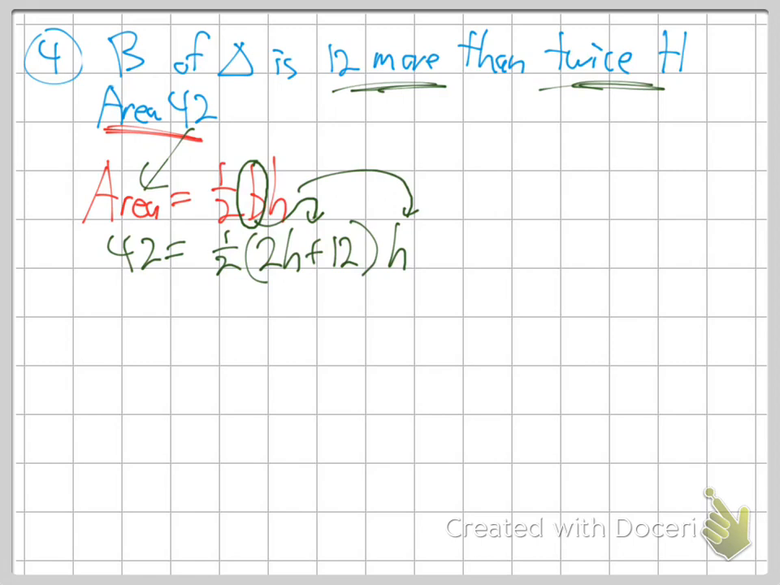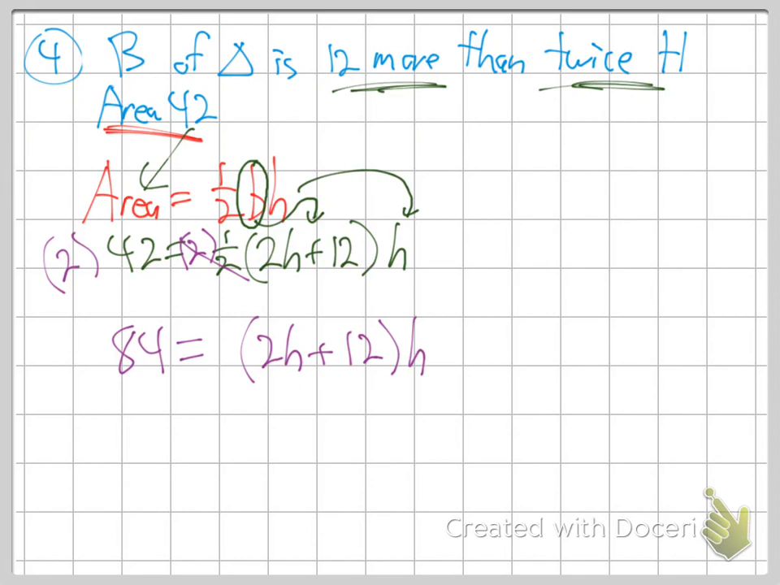Is that good? Okay, so now can you solve that thing? Let me give you a second. Whenever we have fractions, we want to get rid of them. What do I do to get rid of that fraction? Yeah, multiply by 2, cancels. 2 times 42, 84 is 2h plus 12 times h.